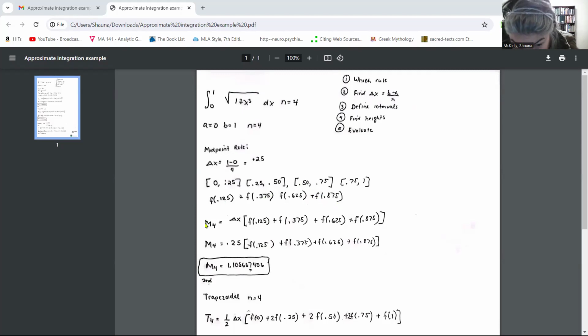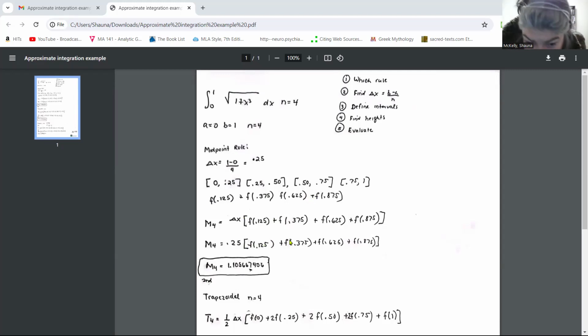So the midpoint with 4 subdivisions for this is going to be delta x, which is 0.25, times f of 0.125, plus f of 0.375, plus f of 0.625, plus f of 0.875. Okay. And all I did was plug those numbers in.